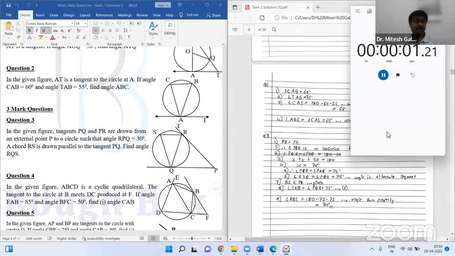Question number 3, 3 marker. 1.5 minutes. Go for it. Find RQS. Everybody, come on.